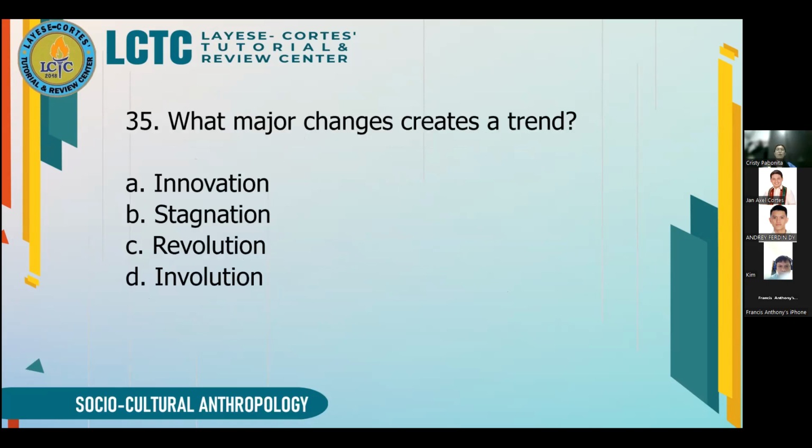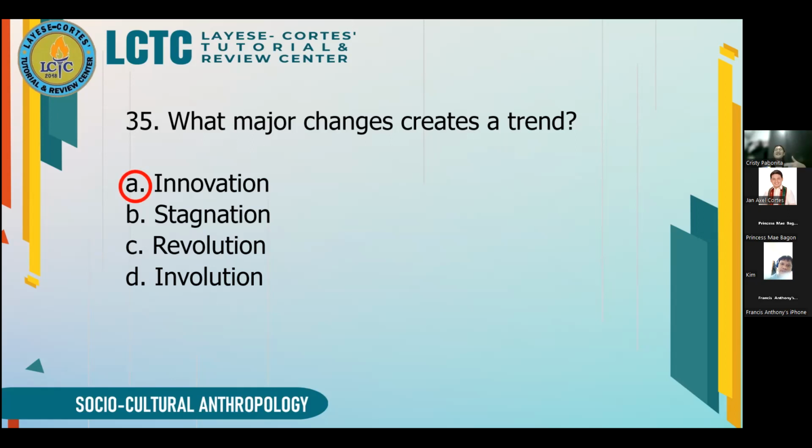Okay, 35. What major change creates a trend? These choices are all changes, but which one of them creates a trend? Is it innovation, stagnation, revolution, or involution? Innovation creates a trend. It becomes trending, becomes famous. The answer is Letter A, innovation.